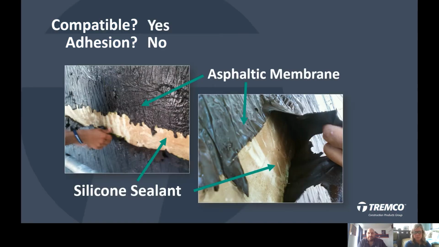Here's another example. We've got an asphaltic membrane and a silicone sealant. What do you think? Well, it's probably compatible. They are. But I know it's not going to stick. They do not. So in this case, they are compatible, but they did not adhere.